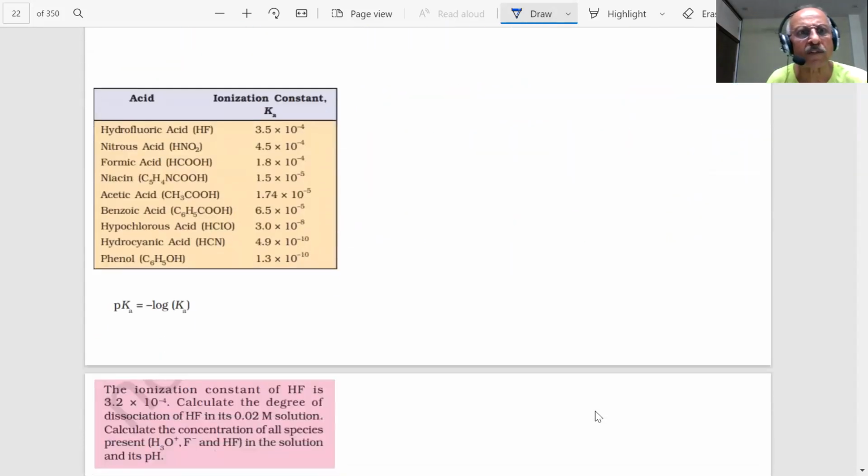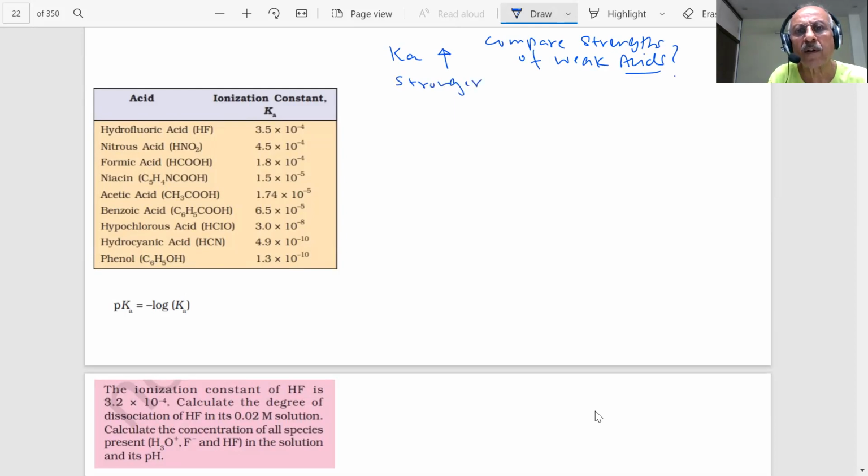And here we have a list of some of the weak acids, as you can see, and we have defined Ka. If we compare the strengths of different weak acids, then what will happen? Larger the Ka, stronger the acid. And here you can see the smallest value is 4.9 into 10 minus 10.